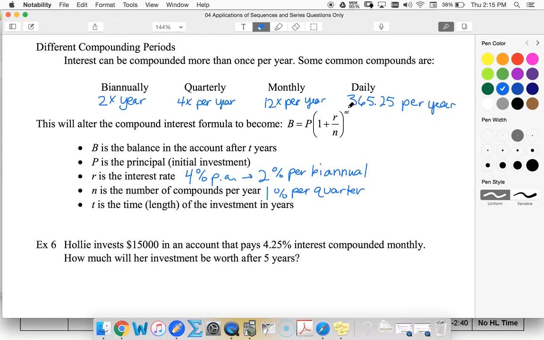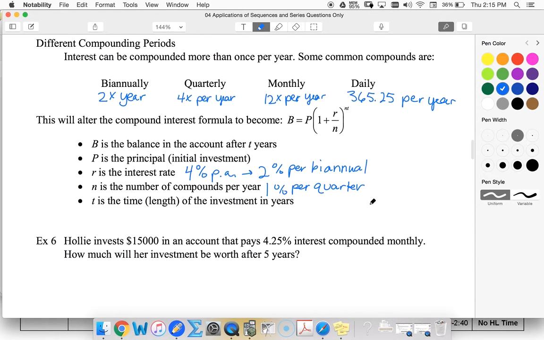Now, my exponent, I'm compounding more times a year. So if it's biannually, I'm compounding twice a year. So for every year, I compound twice. So that's why I multiply by 2. So this is how my interest rate changes.